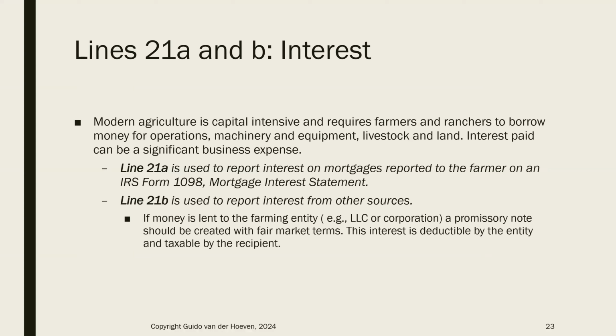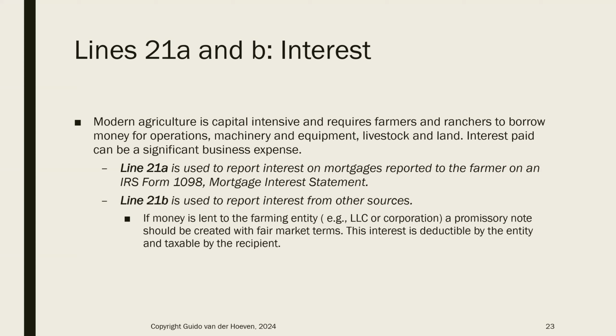So lines 21A and B, this is for interest. And so we're borrowing money. Line 21A is going to be reporting interest for mortgages. So you're going to get a 1098 mortgage interest statement. That would come from Farm Credit, would come from the bank for those kind of items, and you would tie that together. Line 21B is used to report interest paid for other sources.